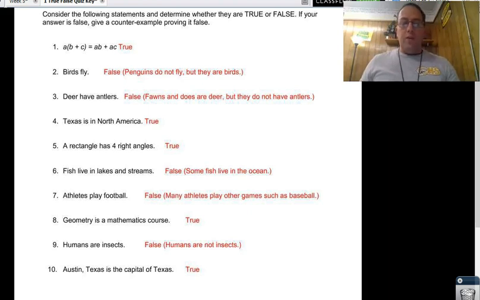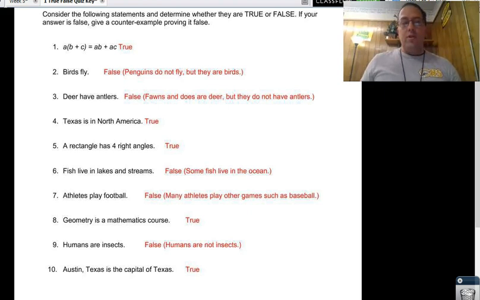Birds fly. That is a false statement. Penguins are birds. Penguins don't fly. And the statement says that birds fly, and penguins don't. So there you go. Deer have antlers. Fawns are deer. Fawns don't have antlers. Neither do does. So, no good.